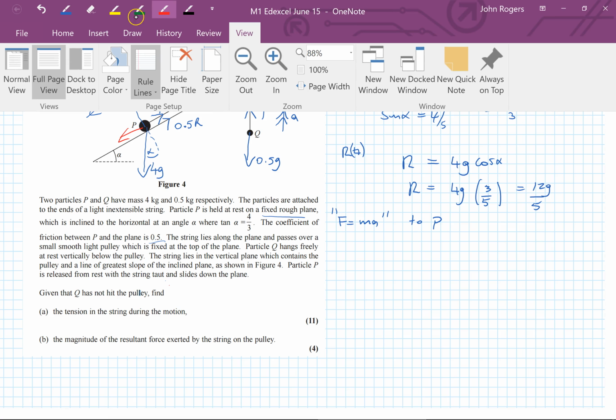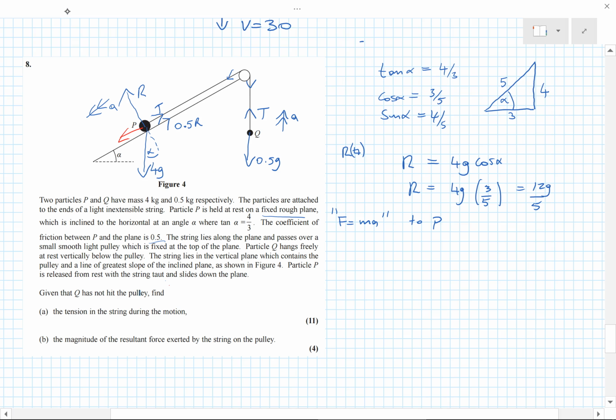So that component of this force here is 4g sine alpha. Okay, because it's away from the marked angle. Now, up the plane, I've got both of these forces here, which is minus T minus 0.5 R, is equal to the mass, which is 4, times the acceleration.